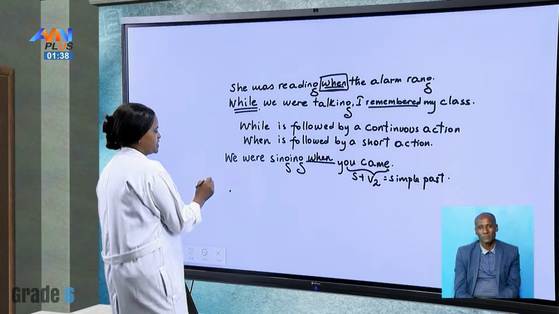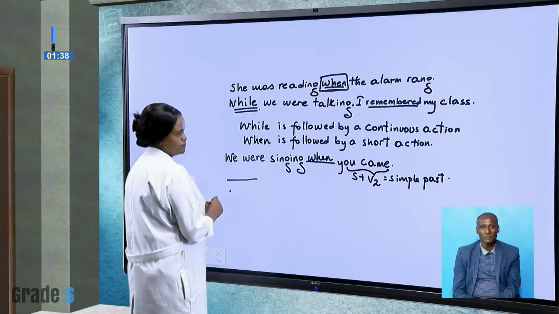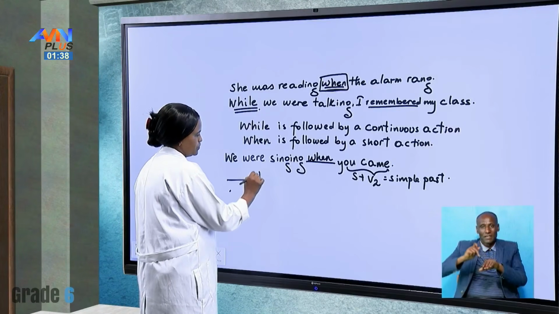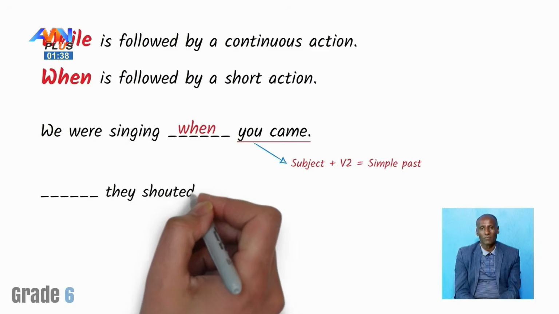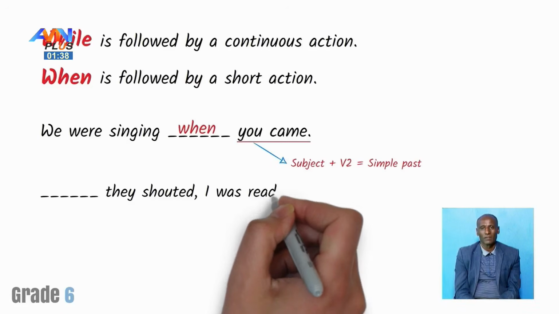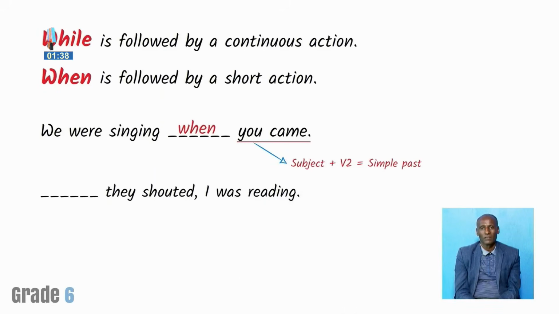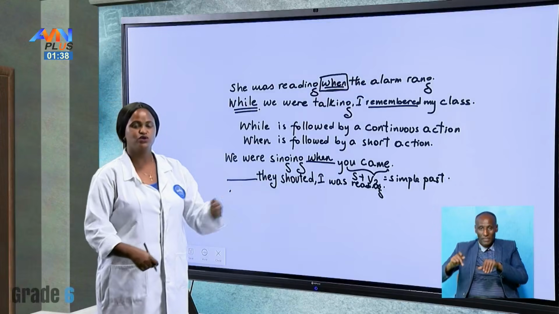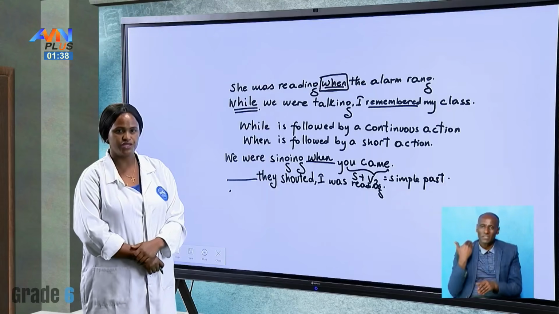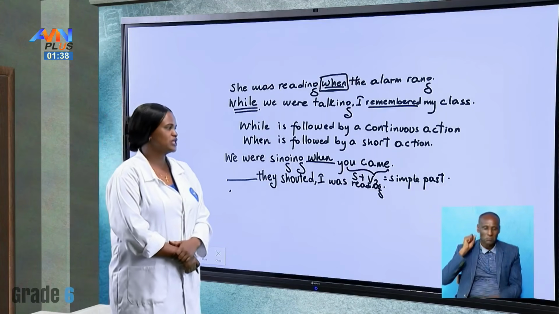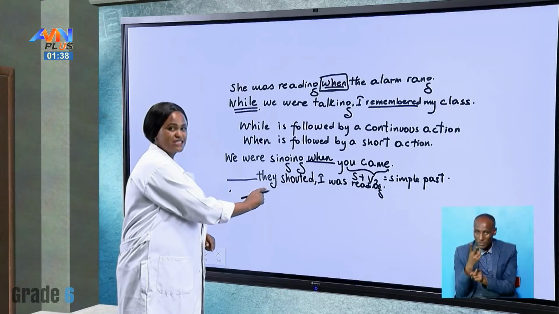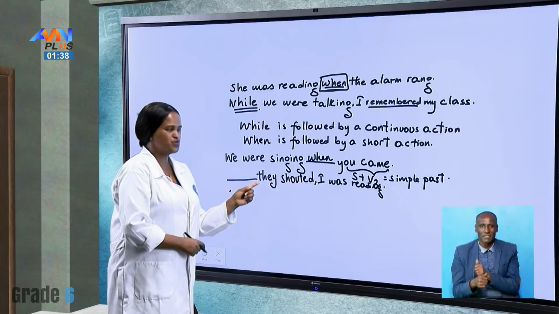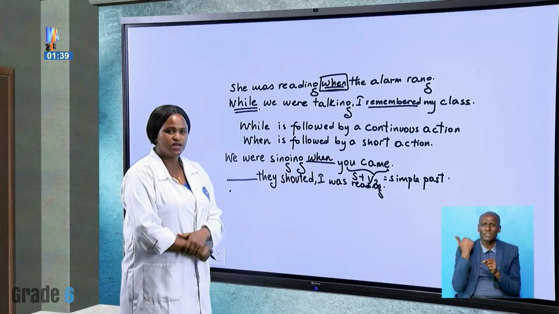Let me give you another sentence. Blank, they shouted, I was reading. Blank, they shouted, I was reading. Which one do you prefer? Now, in order to choose our answer, what do we see? We see the sentence that comes next, okay? So, what kind of sentence do we have here? They shouted. What is the answer? Let me give you a few seconds.